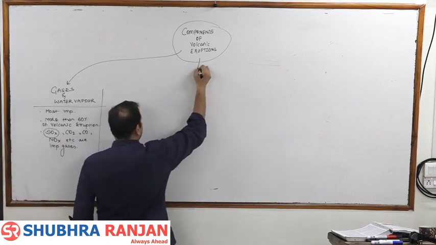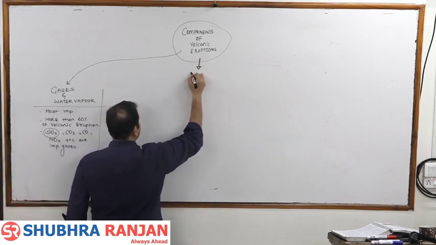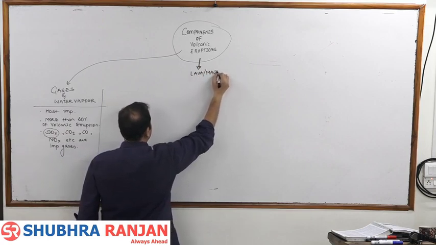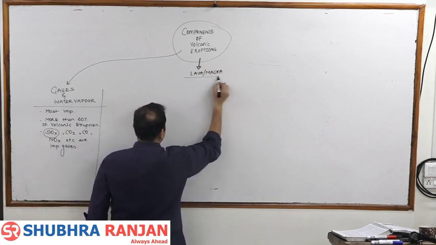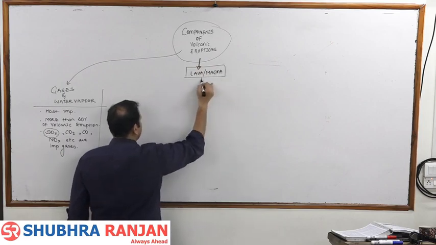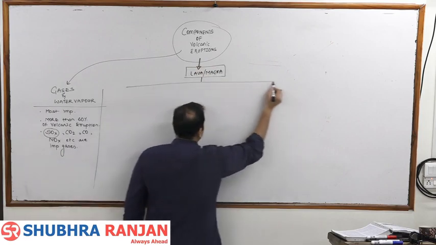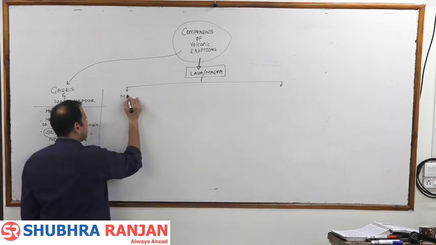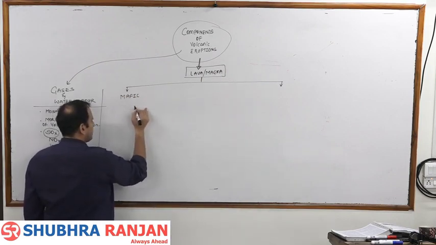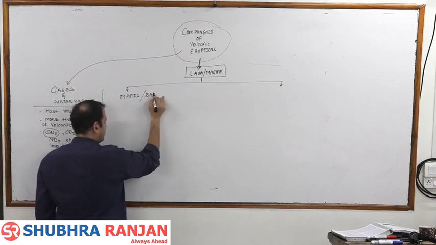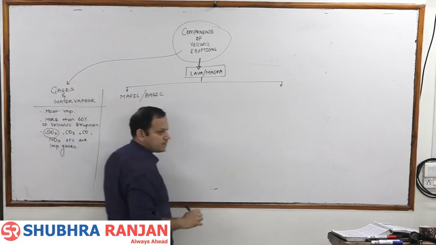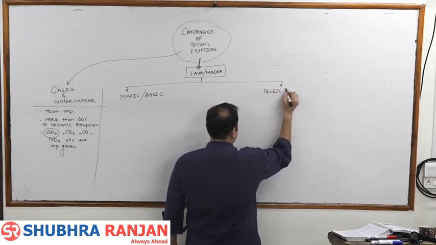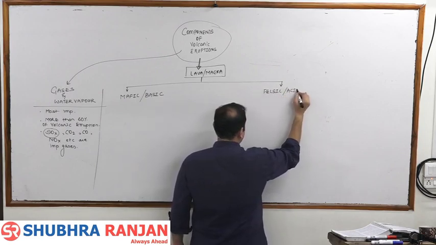The other important component of volcano is लावा और मैग्मा, जो अभी हमने किया है. अब समझ में आएगा अगर पहले इसमें कंफ्यूजन होगा तो. It is of two types, माफिक और बेसिक and फेल्सिक और एसिडिक.